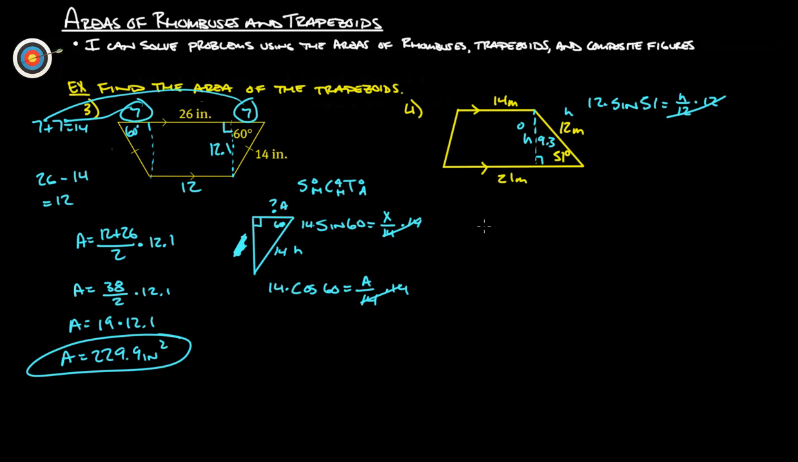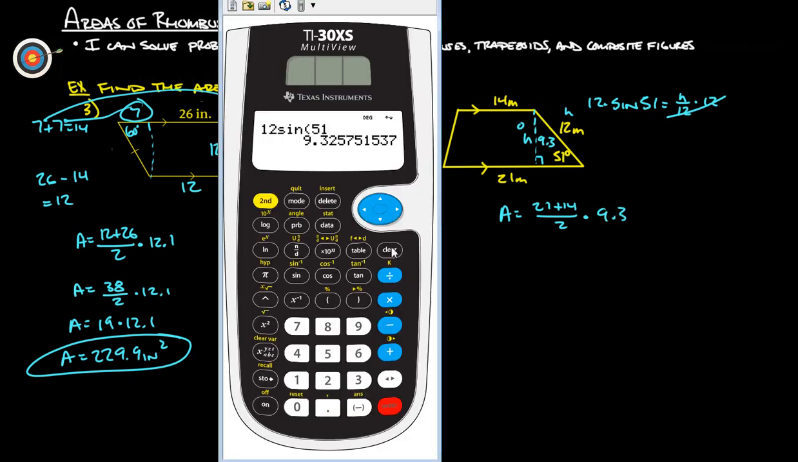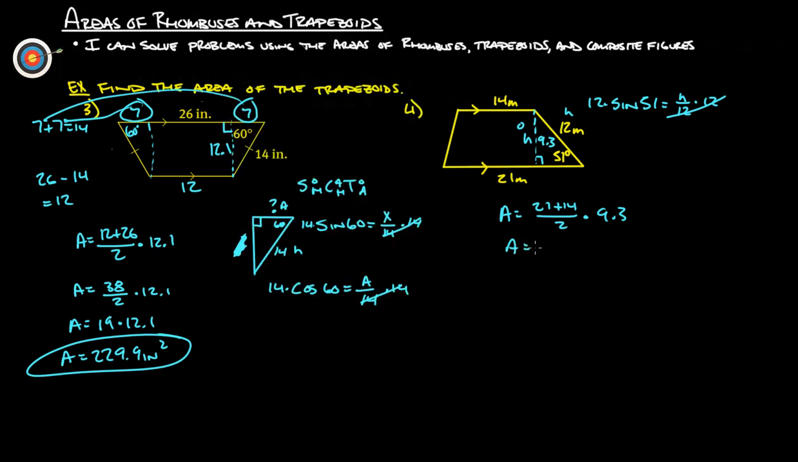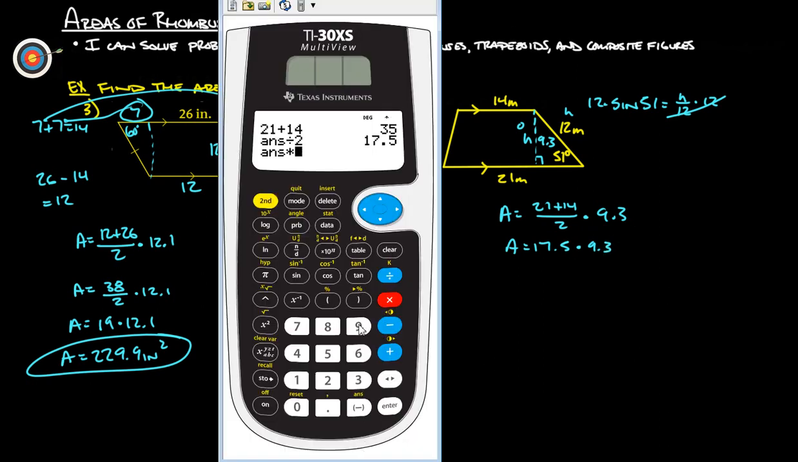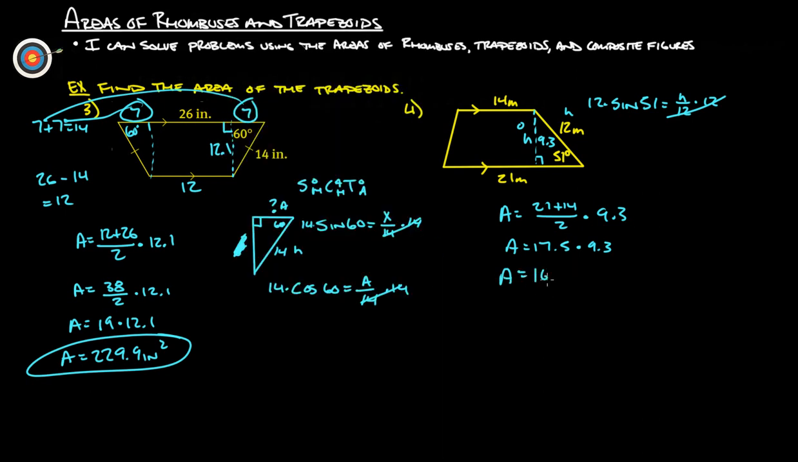Okay, so now we actually have everything that we need. This is actually a little bit easier than that problem over there. So our area is going to be the two bases, 21 plus 14 divided by 2 times the height, which we just figured out is 9.3. So we'll just do 21 plus 14 equals, divide by 2, and that gives us 17.5 times 9.3. So just take that answer, multiply it by 9.3, and there's our area, 162.75. And that is going to be meters squared.